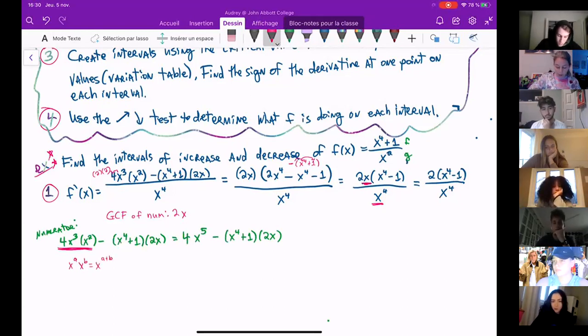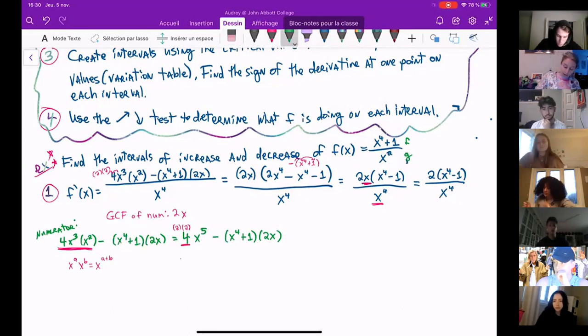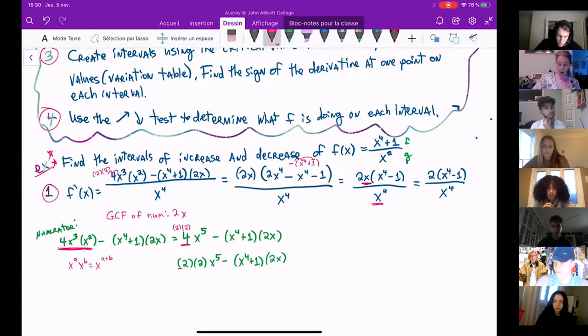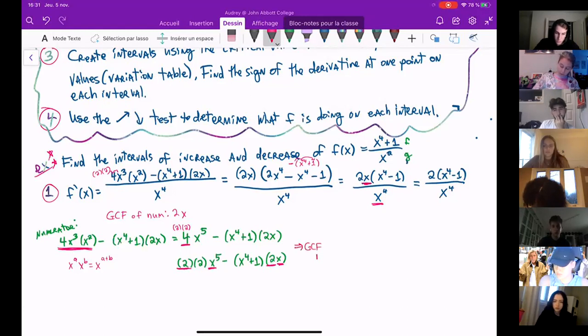So now, when I start with the 4 here, I'm thinking of 4 as if it equals 2 times 2, right? So I could actually even rewrite this as 2 times x to the 5th minus x to the 4th plus 1 times 2x. So I'm like, oh, hey, look, there's a 2 on both sides. That's going to be part of my greatest common factor. And then I'm like, okay, well, the next 2, there isn't another 2, but here's x to the 5th. So on the other side, there's also an x. Which one has the lower power? That power of 1 is lower. So that means our greatest common factor is 2x.